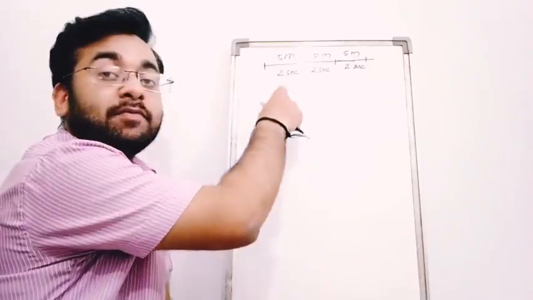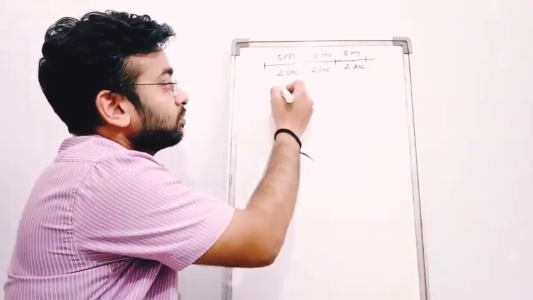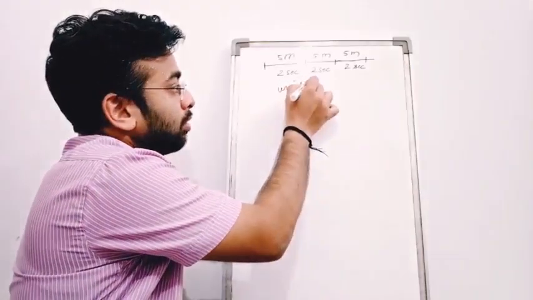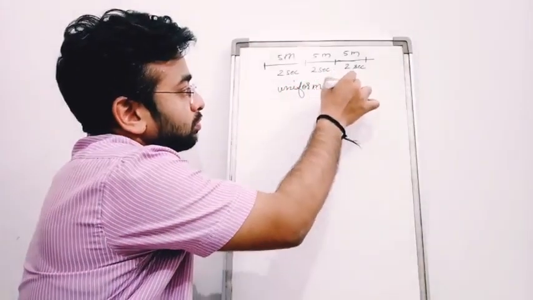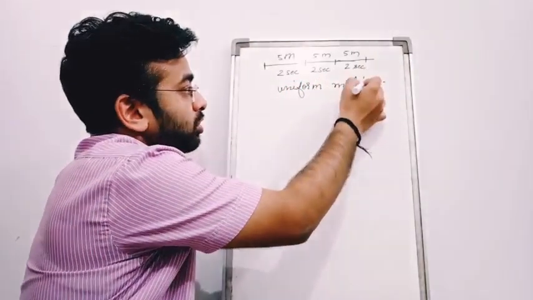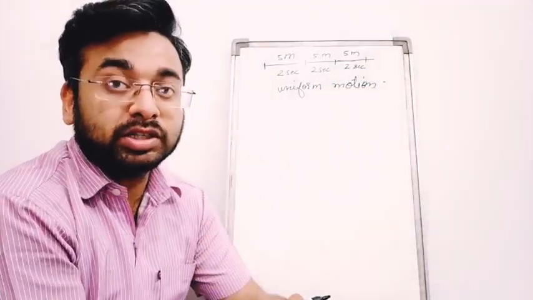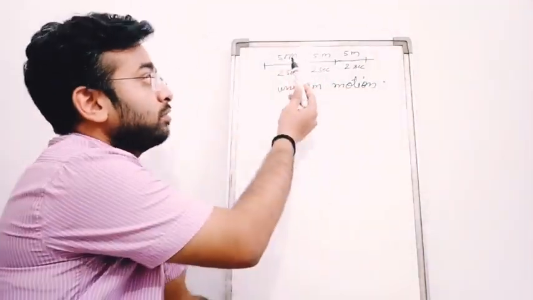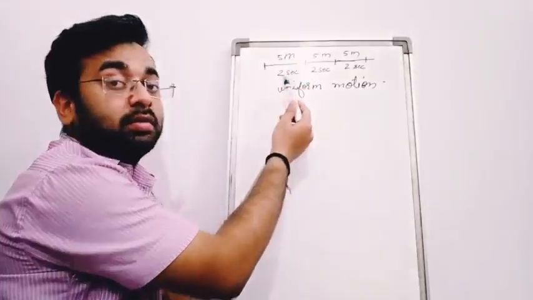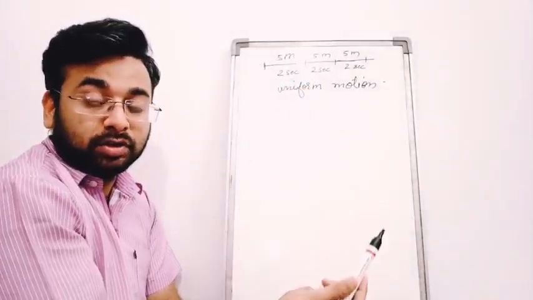So this type of motion can be termed as uniform motion. And further, you can obtain the speed of this person using the given data, that is meters per second, distance upon time. You can obtain the speed of the person.